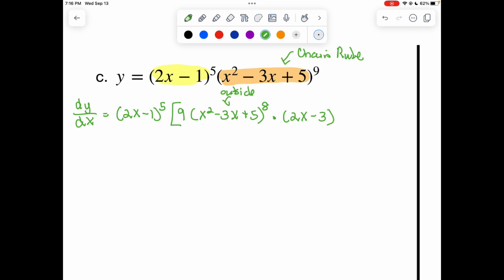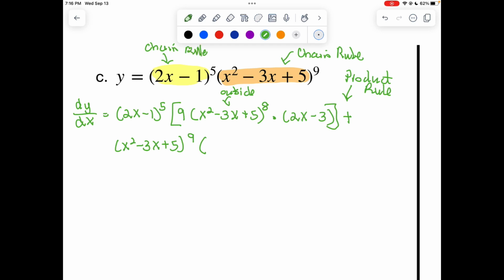Now that's only the first part of the product rule. That's the first term times the derivative of the second. Now remember, we need to add our second term times the derivative of the first. So we have to finish the product rule. A lot of people forget this part. So we have our second function, and we just copy it down like it is. And I'm going to multiply by the derivative of the first function, which is, again, a chain rule problem.